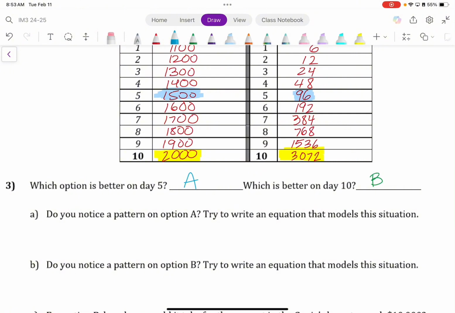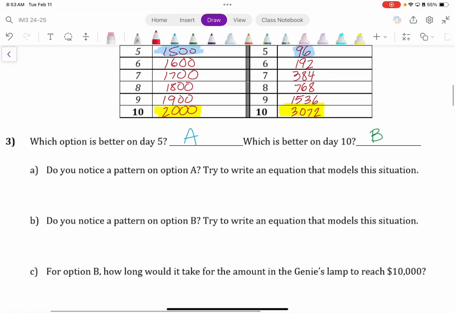Obviously, there's a pattern, right? We start out with a set amount of money and we're adding a set amount of money. Now, that part that we're adding, is that a constant addition? Is it the same number that's being added each day, or does that fluctuate? It's constant. How much are we adding each day? We're adding 100. So that's a constant $100 that we're adding.